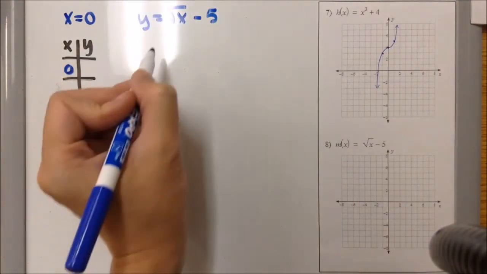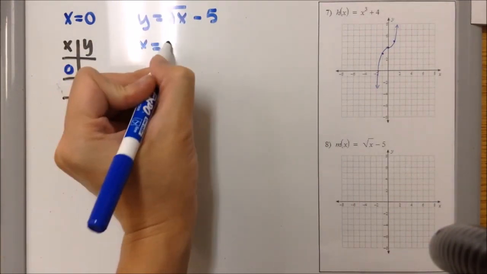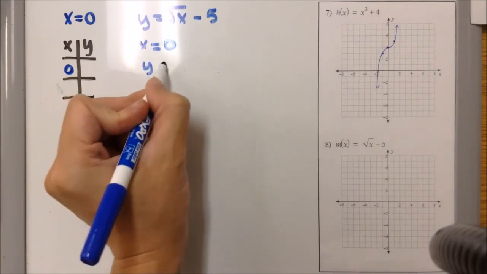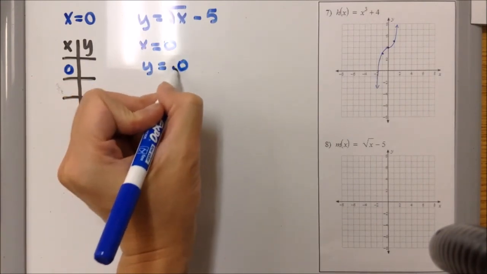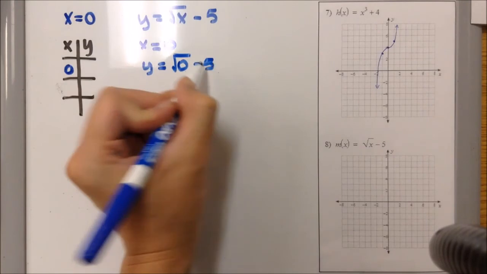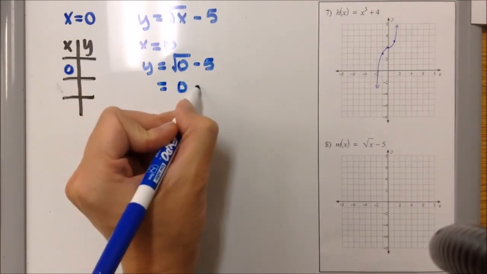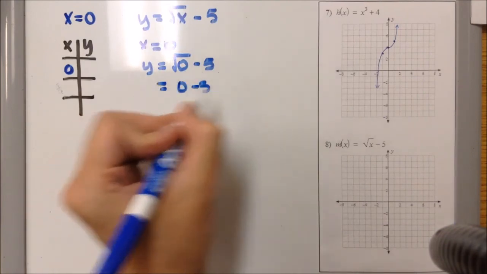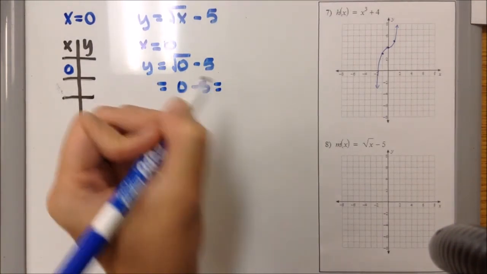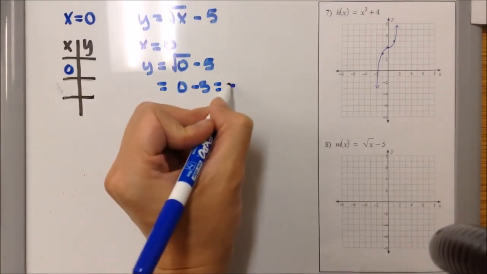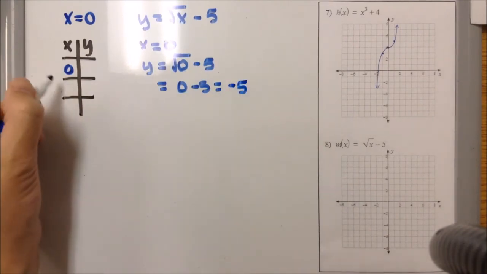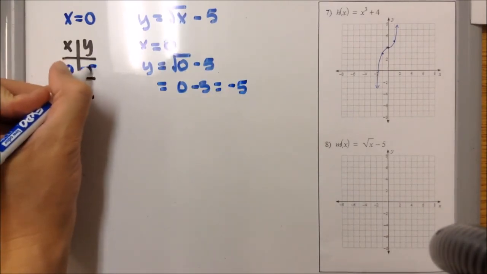And then I'm going to plug 0 in, so x equals 0. So y equal the square root of 0 minus 5. And the square root of 0 is just 0. And then bring down the minus 5. So 0 minus 5 is negative 5. So I'm going to write negative 5 here.